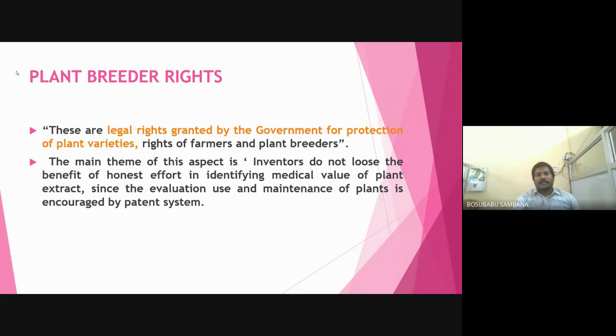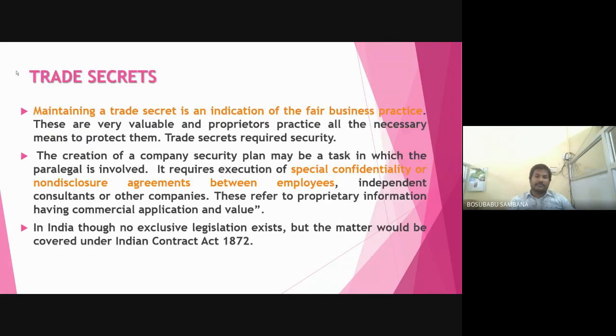Plant breeders' rights. These are legal rights granted by the government of India or any other government for specific reasons, to provide protection for plant varieties, the rights of farmers and plant breeders. Verification is done through ICAR, the Indian Council of Agricultural Research. The main theme of this aspect is that inventors do not lose the benefit of honest effort in identifying medicinal values of plant extracts, since the evaluation, use, and maintenance of plants is encouraged by the patent system. The evaluation mechanism is maintained by ICAR. And trade secrets.